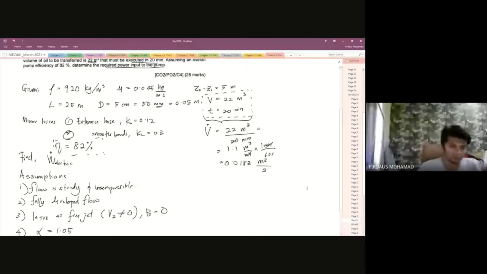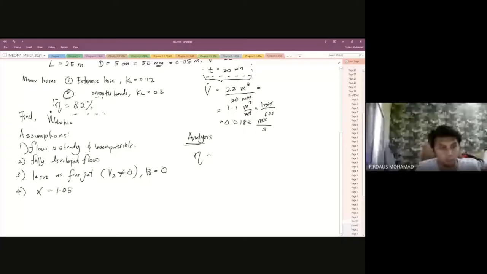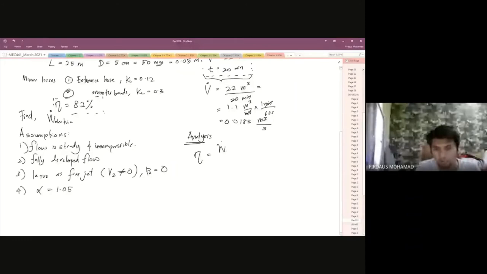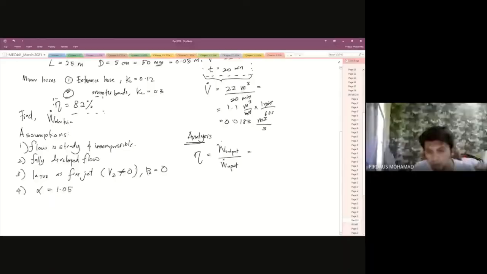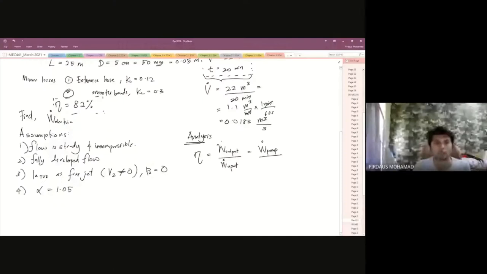Okay, lepas assumption, kita start dengan analysis dulu sikit sebab kita nak tahu macam mana nak dapat efficiency for the electric. Okay, so equation untuk efficiency basically equal to the W dot output bahagi dengan W dot input. Okay, for our case, for the pump, the delivered power from the pump is considered W dot output. So we can consider W dot pump. And then W dot input, the input power to produce power to the pump.